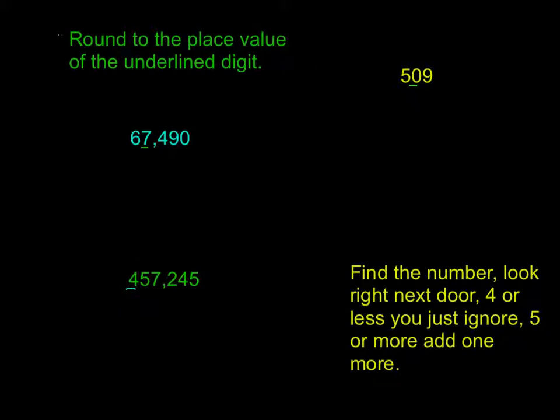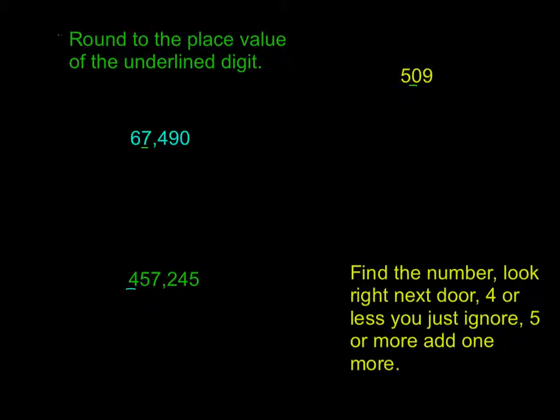Now when we round, I like to use a poem. It kind of helps me remember exactly what I'm doing. So our poem can be found right over here. We find the number, look right next door. 4 or less, you just ignore. 5 or more, add 1 more. So when we're rounding, if our number is 4 or less, we're going to ignore it and just bring down our number. If it's 5 or more, we add 1 more. And we're always looking to the right.